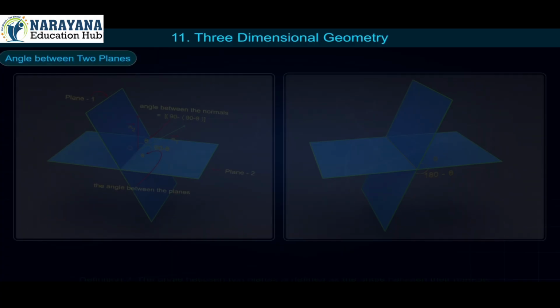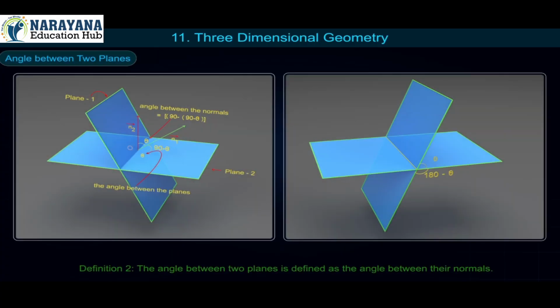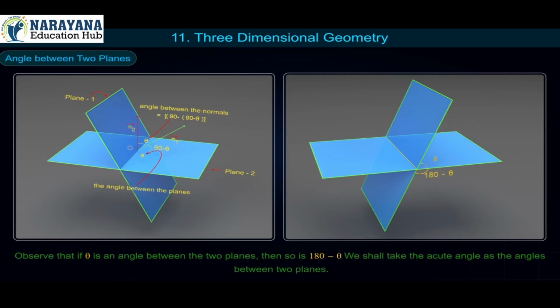Angle between two planes. Definition 2. The angle between two planes is defined as the angle between their normals. Observe that if theta is an angle between the two planes, then so is 180 minus theta.